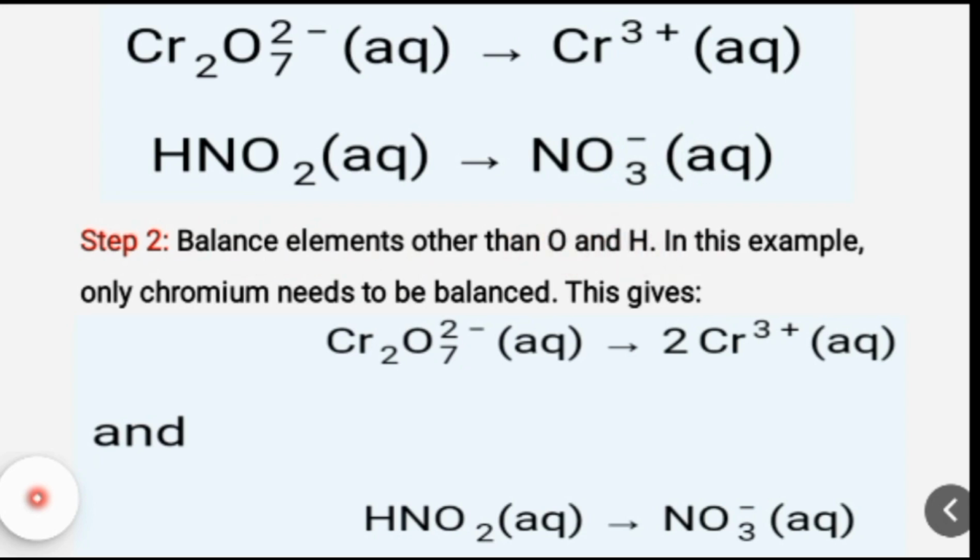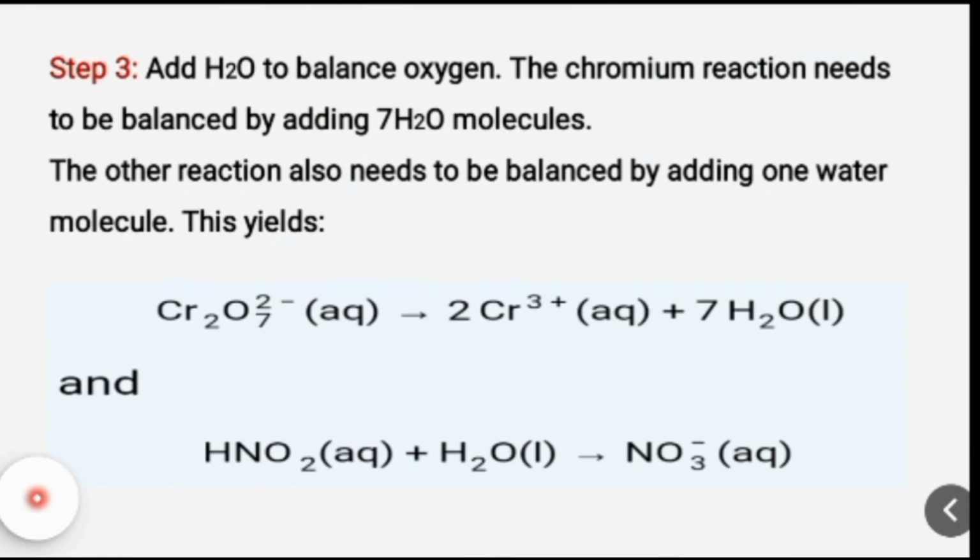Yes, so we're going to balance every other element without touching oxygen and hydrogen. Now I'm going to balance my chromium. I have 2 molecules of chromium here. I'm going to balance it by putting 2 here to make it 2 molecules of chromium on the right and left hand side. I have 1 molecule of nitrogen here. Therefore, nitrogen is balanced. Next step is I'm going to balance my oxygen with water.